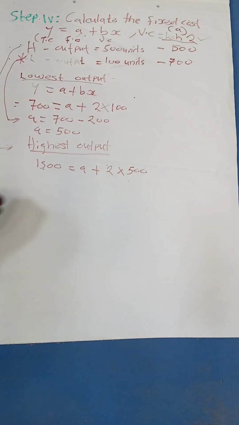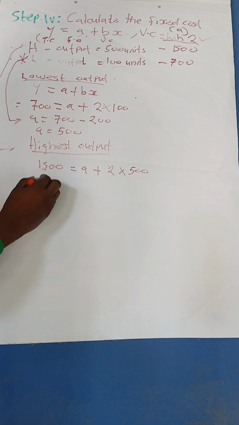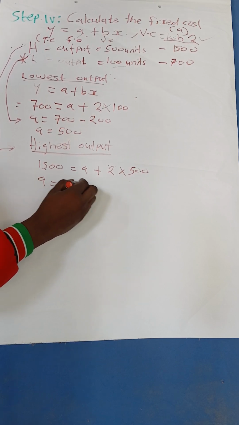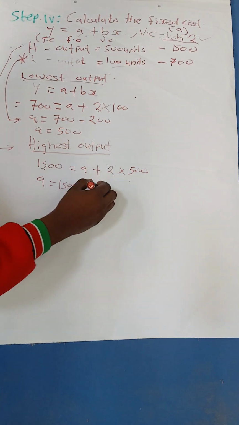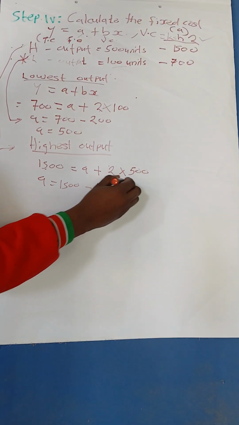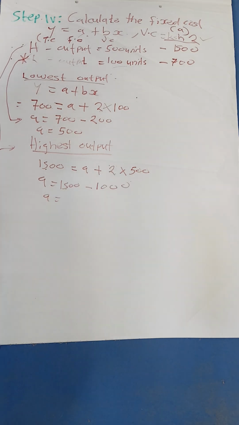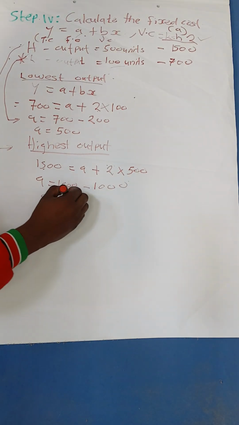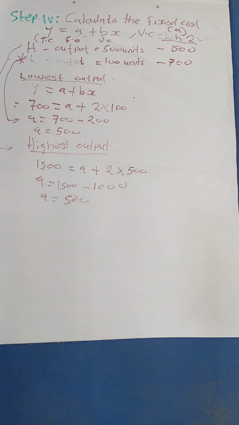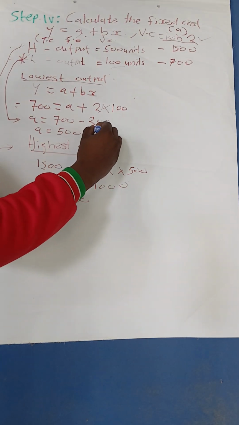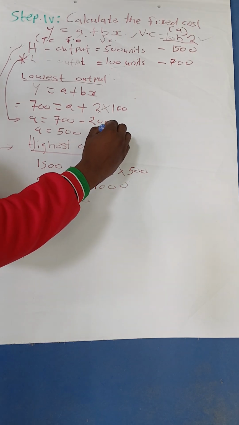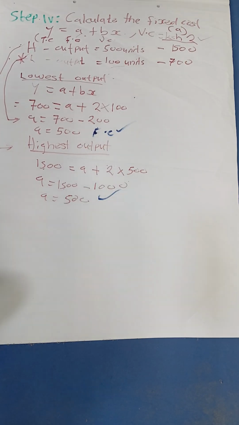So to get A in this case, it will be 1500 minus 2 multiplied by 500, which is 1000. So 1000 comes to this side. Our A will be 1500 minus 1000, and you'll get 500. So you'll realize we have the same answer as the fixed cost here. Whether you decide to use the lowest output or the highest output, you will get the same answer.